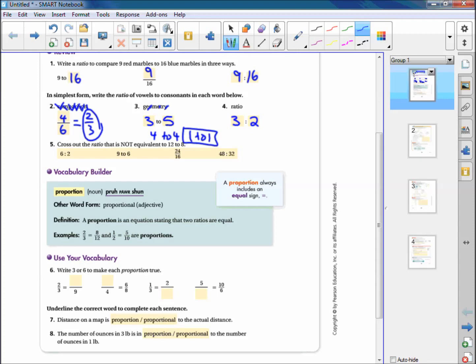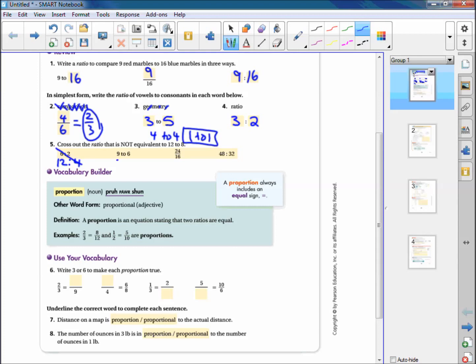All right, so cross out the ratio that is not equivalent to 12 to 8. So in other words, which one of these would not be the same fraction as 12 over 8 or have the same value? All right, let's see. So if I was to double 6, it would become 12. But if I would double 2, it would become 4. So this is the one that's bad. But we can make that one work.